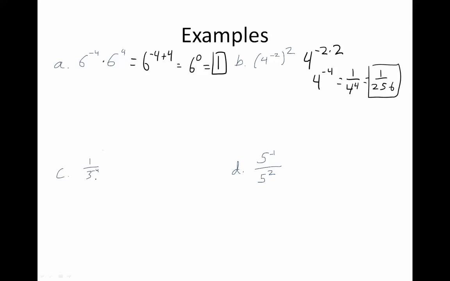For part C here, we have a negative exponent in the denominator. Again, negative exponents create reciprocals, so it's going to flip out of the denominator and into the numerator. And so I have 3 to the 4th power as my answer here, which I can simplify that further. 3 times 3 is 9. 9 times 3 is 27. 27 times 3 is 81.